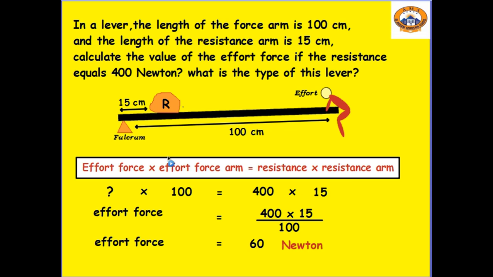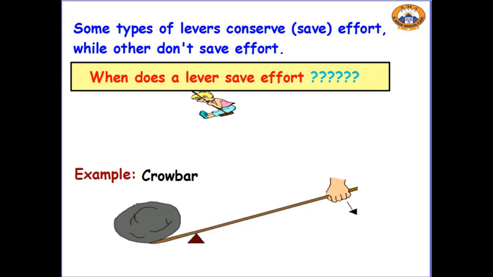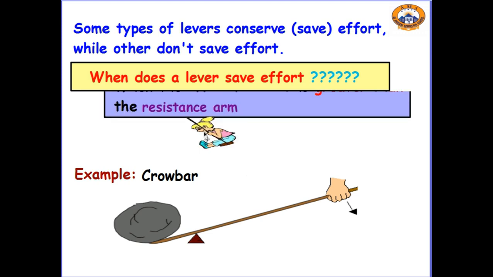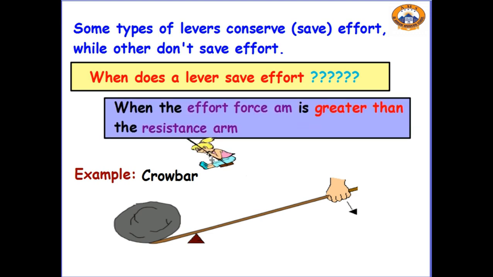Again, if the force arm was longer than the resistance arm, the effort force will be smaller than the resistance, and that lever will save effort. So this lever, which is a second class lever, saves effort. We now notice that some types of levers conserve effort while others do not save effort. When does a lever save effort? The lever saves effort if the effort force arm is greater than the resistance arm.